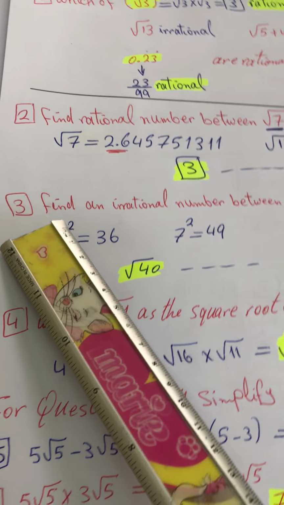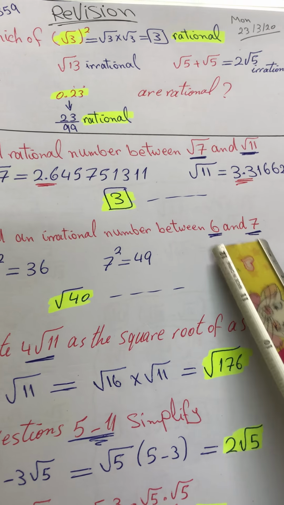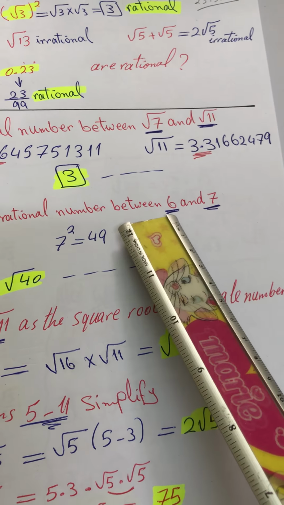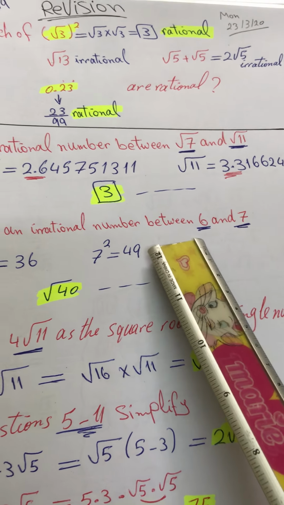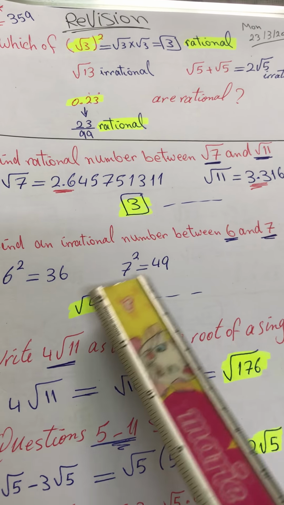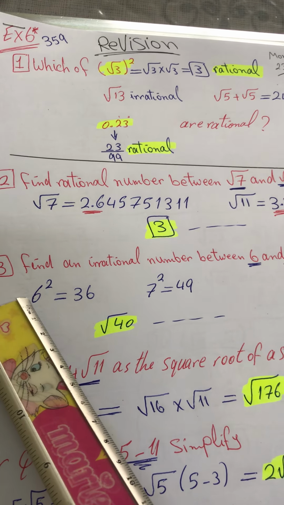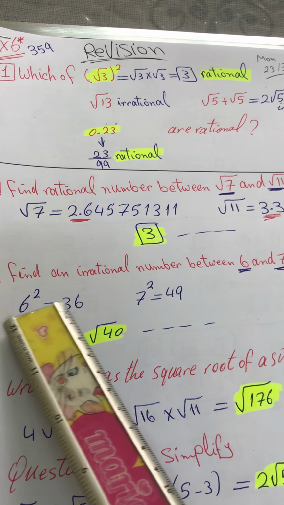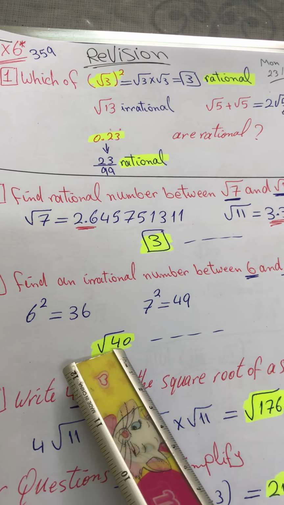Now another question, number 3, find an irrational number between 6 and 7. Here I had irrational and I wanted rational, and here I have rational and I want irrational. So what can I do here? I square both numbers. So 6 squared is 36, 7 squared is 49. I'll not take square root of 36 because it will give me 6. I'll not take square root of 49 because it will give me 7. So I'll take any square root between 36 and 49. I took square root of 40.